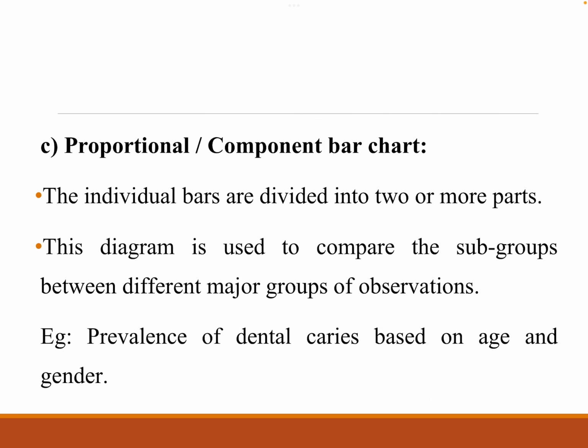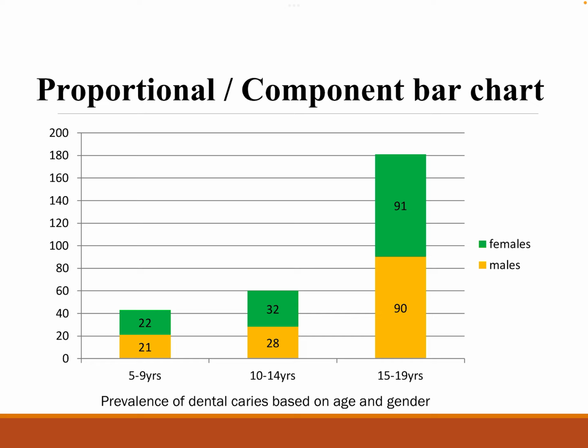And the third is a proportional or a component bar chart. The individual bars are divided into two or more parts. This diagram is used to compare the subgroups between different major groups of observation. For example, the prevalence of dental caries based on age and gender. So this is an example for a proportional or a component bar chart.